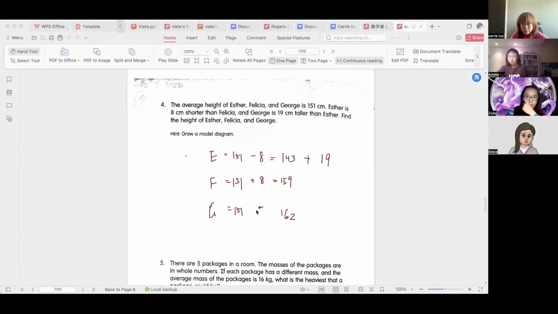But let's take a look at this one. We can say this one is no problem, right? But we need to compare with George, because George's base number is 151, correct? So if this one is plus 19, it is not right. This is not the right way. So let's take a look at the average.